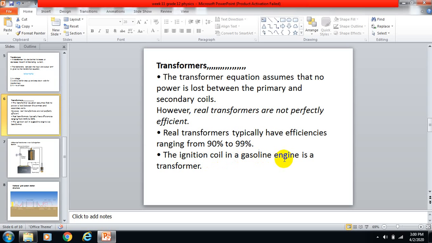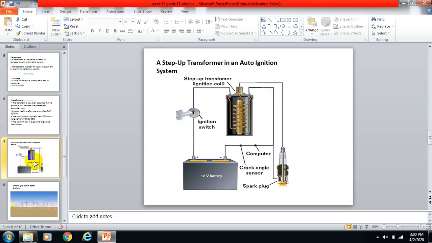The ignition coil in a gasoline engine is a transformer as well, like the example in our book: a simple ignition spark plug. It is a step up transformer in an auto ignition system. We have an automatic ignition system in motorbikes, such as the sports bikes, and in cars as well. Consider the bike.